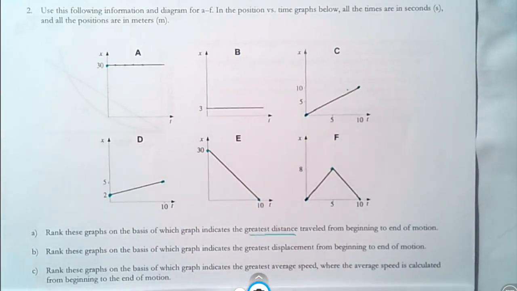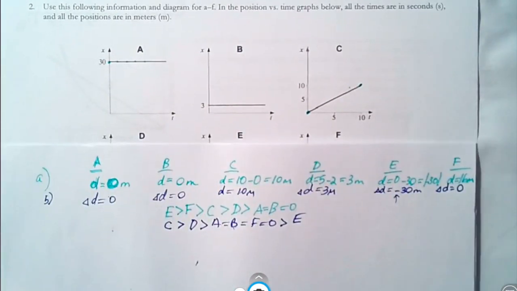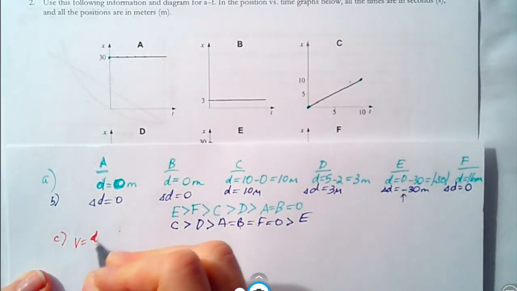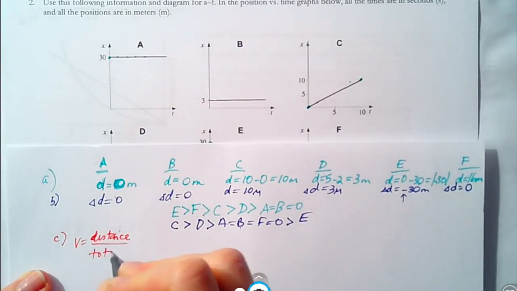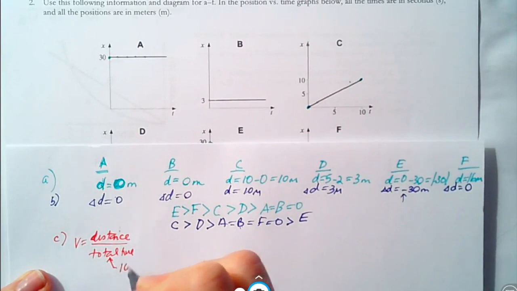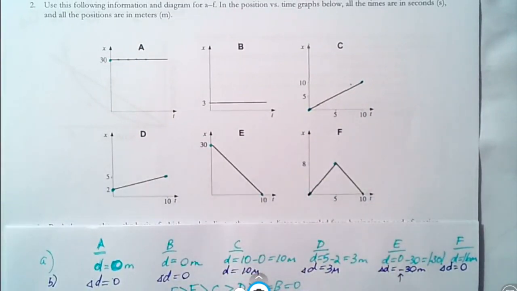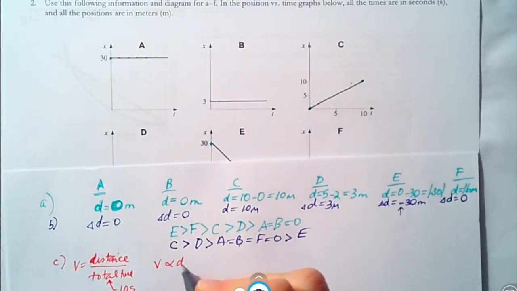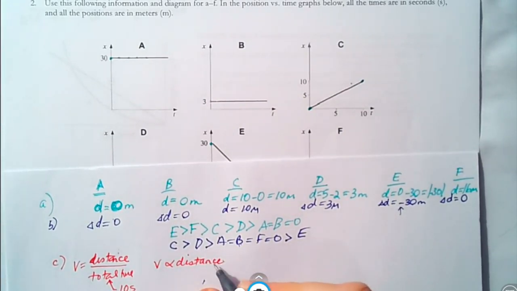C asks about the greatest average speed. So average speed is distance divided by time. When I want to calculate average speed, it's total distance over total time. Well, the total time for each is 10 seconds, right? That doesn't change for these. So if that's true, then the average speed is going to be proportional to the distance. If that's true, we don't have to even do any calculations. If it's proportional to the distance, then we're going to just use the same answer as in A. And that's all you have to do. That's really simple.